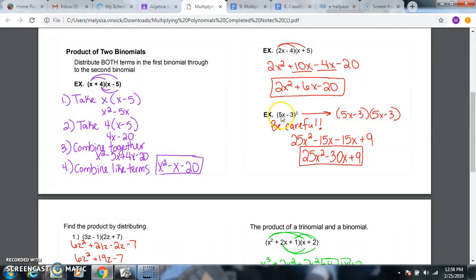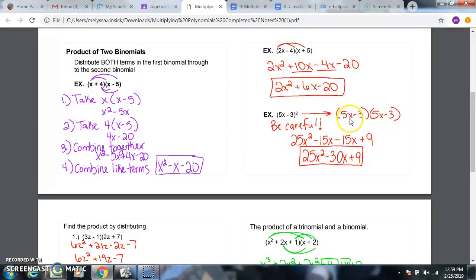In the next example, be really careful here. Okay? Don't make these harder than they have to be. Remember that anything to the second power is just telling you to multiply it by itself. If I give you 4 squared, it would be 4 times 4. If I gave you 12 squared, it's 12 times 12. So 5x minus 3 squared is really 5x minus 3 times 5x minus 3. That just means I'm multiplying it by itself. Okay, now when you do that, that turns into a binomial times a binomial.